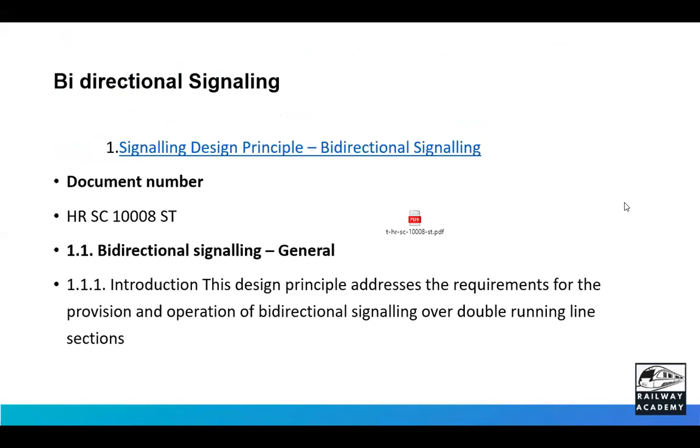It is similar to twin single line working, but they will have direction switches to control the direction of traffic on each line. So it becomes bidirectional signaling. And more details about that are covered under standard number 8.